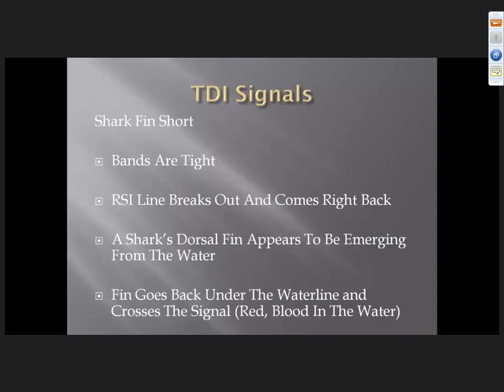So now, a shark fin short, it sets up like this. The bands are tight, which represents the Asian range being tight also. Okay? Tokyo channel's tight if the bands are tight. The RSI line breaks outside and comes right back in. It appears as almost like a shark's dorsal fin is coming out of the water. That's why my bands are blue. The fin goes back under the water line and crosses the signal line, which is red. We say there's blood in the water to help you remember the trade.